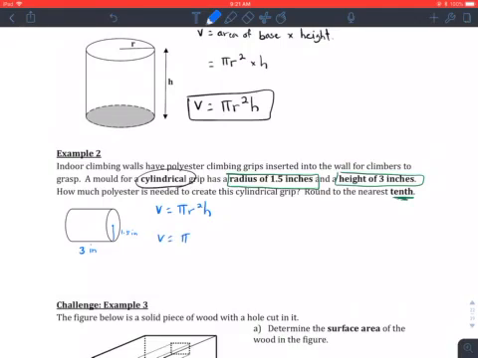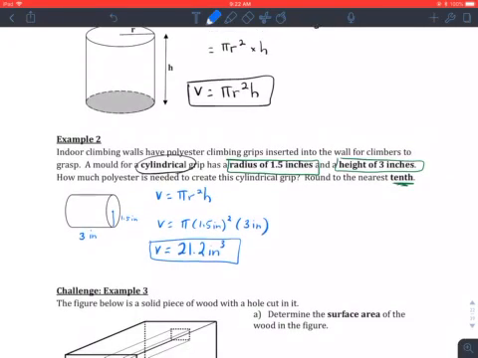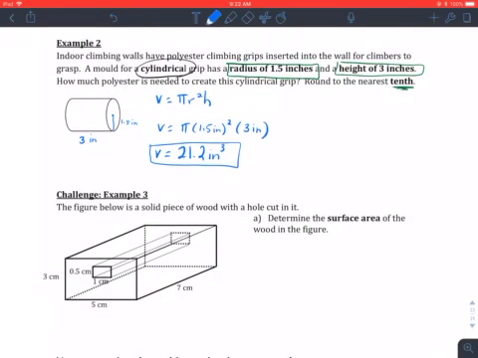And what we can do is insert our numbers, so radius 1.5 inches squared, and we'll multiply that by the height of 3 inches, and our volume turns out to be, to the nearest tenth, 21.2 inches cubed. So remember, we are working with volume. We do need to have whatever our units are cubed. Area would have been squared units. So there's how you would do example 2.